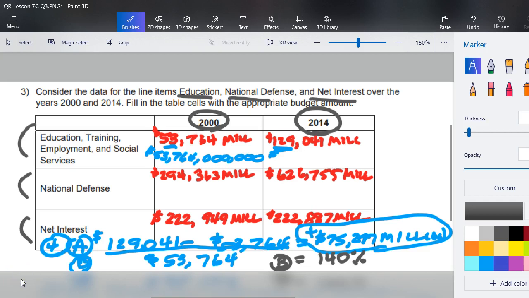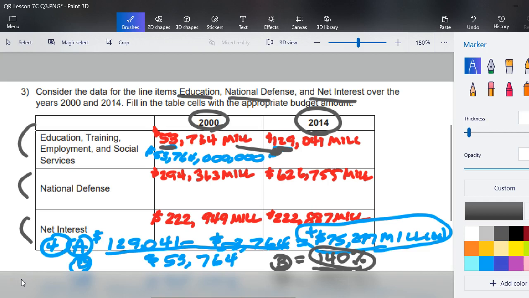Part C asks, what is your hypothesis about the federal government's priority for education? Use your calculations and your graph to support your hypothesis. Graph meaning the table. Looking at the numbers, it has gone up, but how much it's gone up in relation to where we started in 2000, it has gone up 140%. So the education budget has increased. That's pretty dramatic from 2000 to 2014. In other words, 50,000 up to over 100,000.